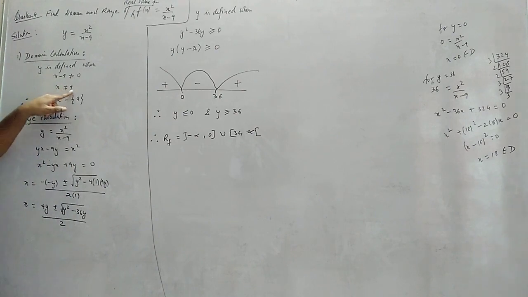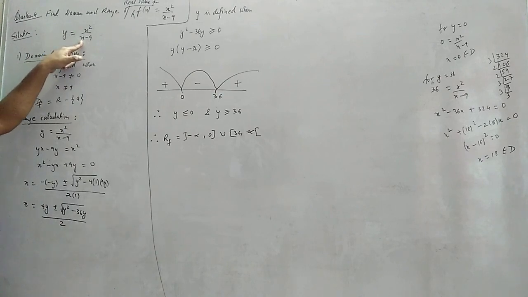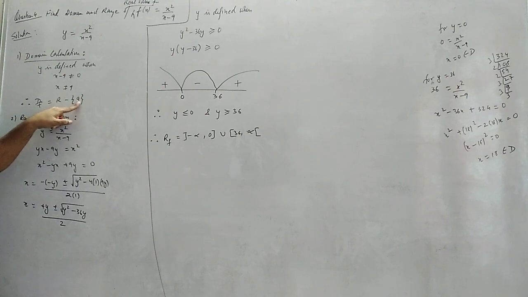That means if I substitute 9 then it becomes 0. Other than 9 you can substitute anything you want. That means what is the domain? All real numbers minus the set containing 9. Okay, now we come to the range calculation.